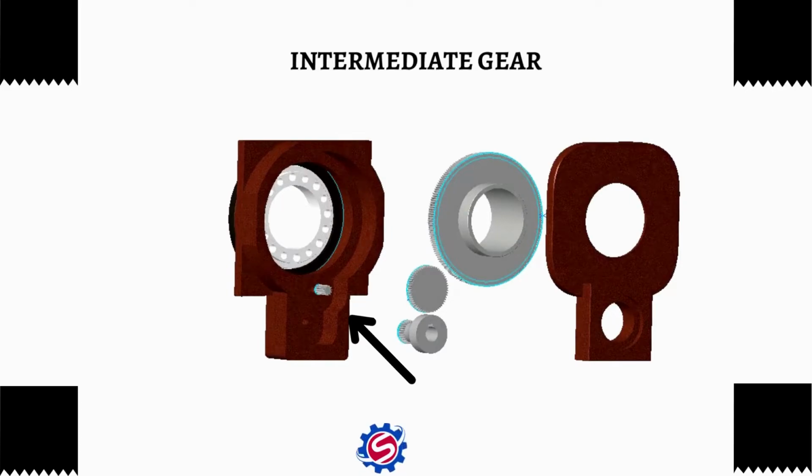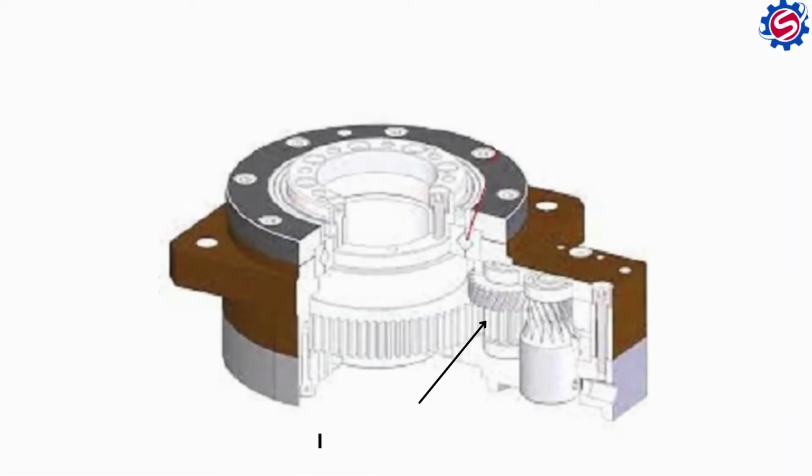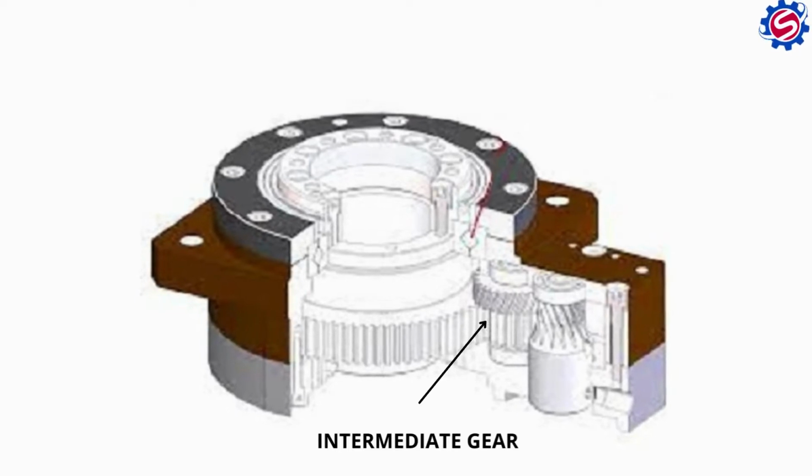Intermediate gear is another spur gear which acts as an intermediate gear reducer, whose sole purpose is to transmit motion to the main spur gear with reduction.